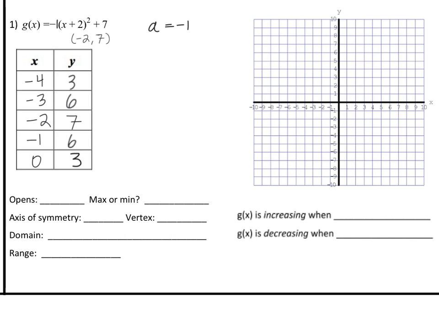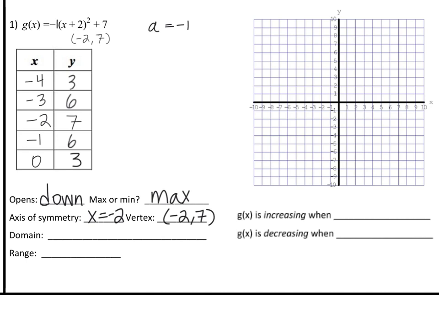Because the a value is negative, it's going to open down, and the vertex will be a maximum. We know that the vertex is going to be at -2, 7, and the axis of symmetry is going to be x equals -2, because that's the x value of the vertex.